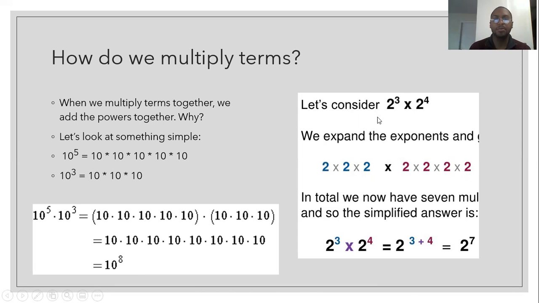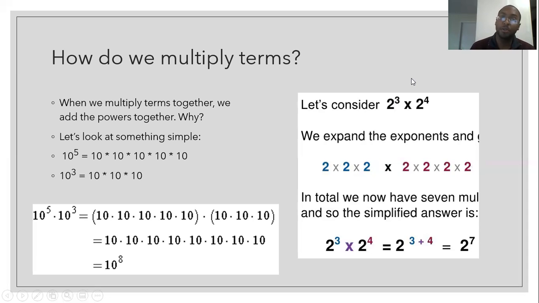Or let's take, for example, 2 cubed times 2 to the 4th. So I have 2 times 2 times 2, that's 2 to the 3. And 2 times 2 times 2 times 2, that's 2 to the 4. Well, that's just 1, 2, 3, 4, 5, 6, 7 2s. That's just 2 to the 7th. So really, I'm just taking 3 2s and 4 2s and making 7 2s, which is 2 to the 7th.